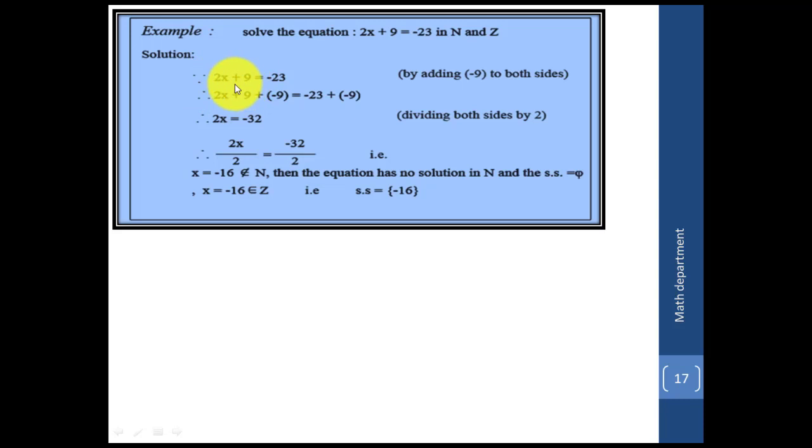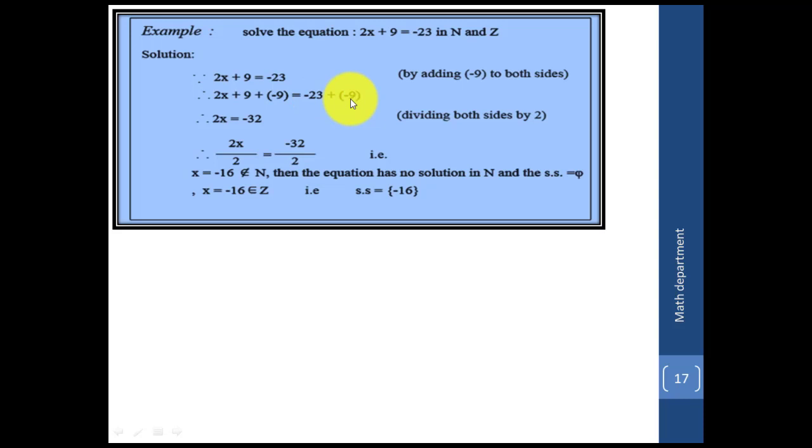We say if we have two operations, number 1 cancel plus or minus, number 2 cancel times or divide. So I will cancel plus 9. How can we cancel plus 9? Adding negative 9 in the two sides. Here minus 9 and here minus 9. Plus 9 cancels negative 9, so the left hand side becomes 2x. And the right hand side, negative 23 plus negative 9. When we have two integers with the same sign, add the two numbers and put their sign.